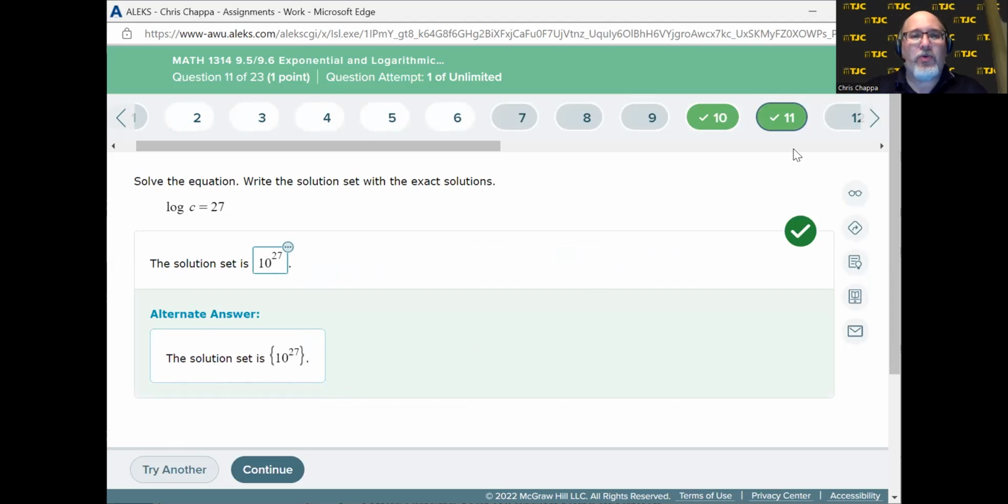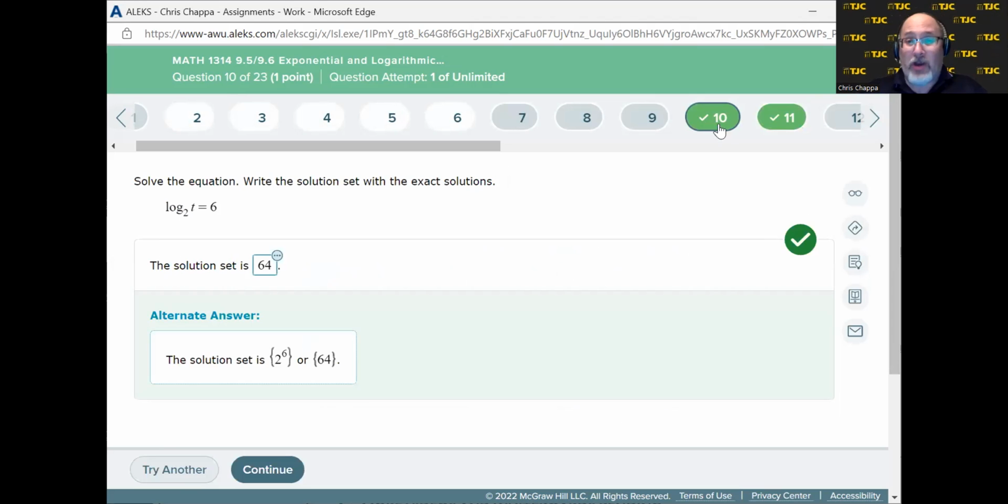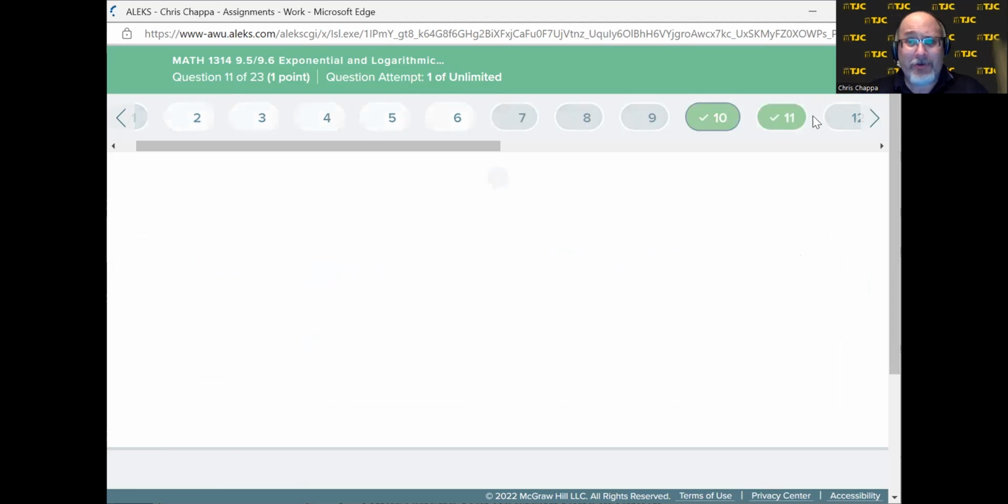Okay, let's find another question. But so far, these two have run the same course. Rewrite in exponential form, and it's practically over. So what could possibly go wrong? Well, let's find a question where things change.